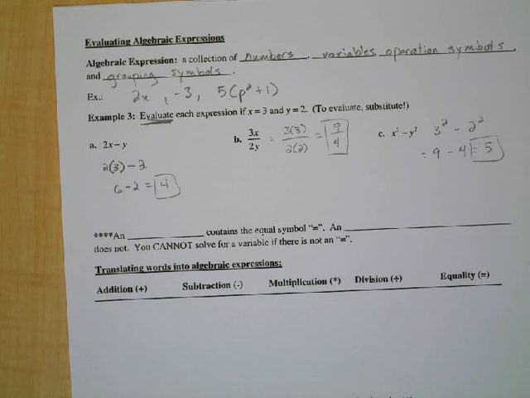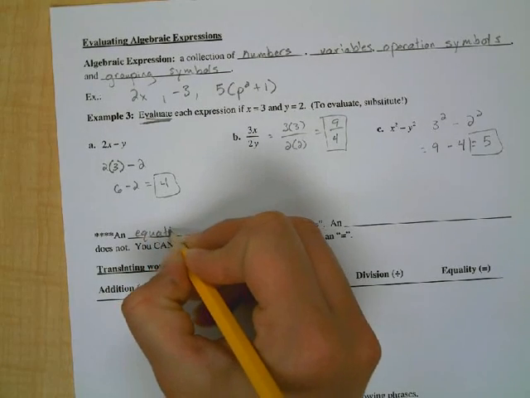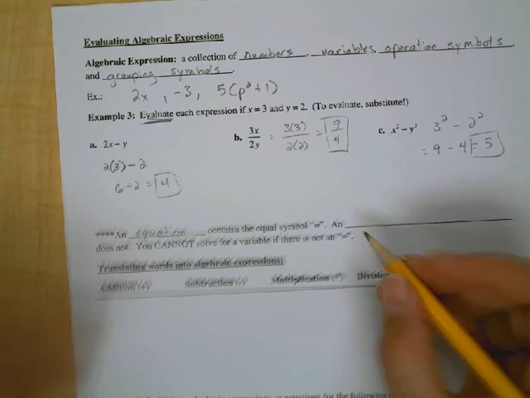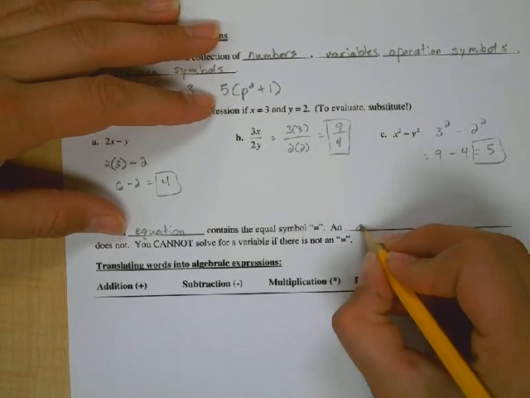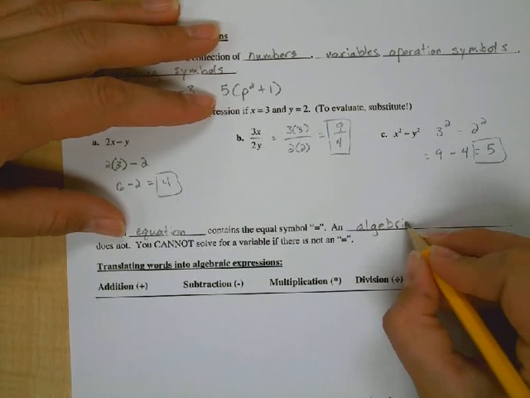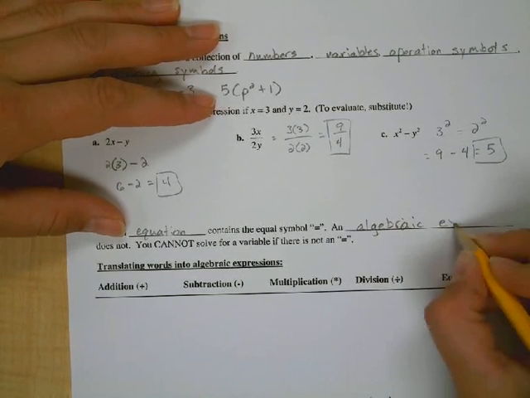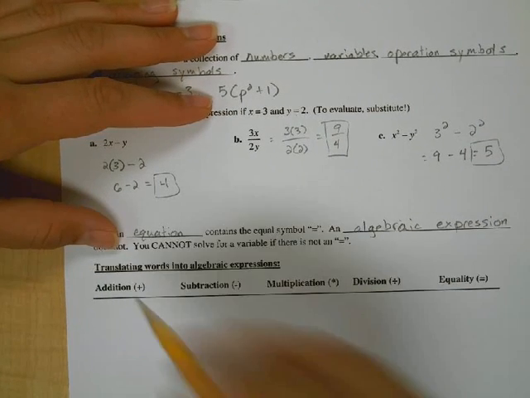Okay, so that next part, an equation, and I kind of already talked about that, but now we're going to define it. An equation contains the equal symbol. Okay, an algebraic expression does not contain an equal symbol.